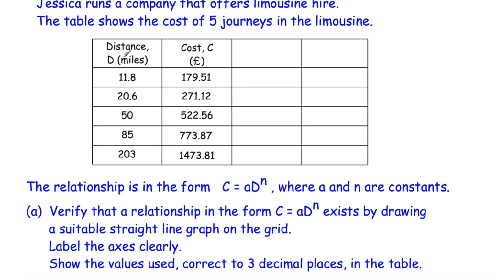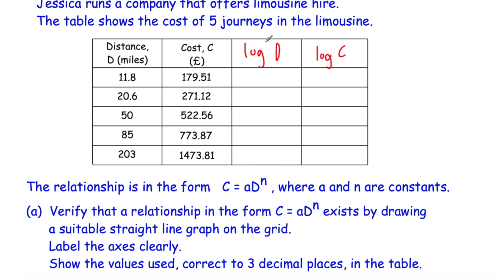Okay, so we're going to draw a log-log graph, and what that means is we're going to do log of the distance and the log of the cost. So along the x-axis will be the log of the distance, or log D, and going up vertically will be the log of the cost. So we need to work out log D, and we also need to work out log C. To fill in this column for log D, we're going to work out the log base 10 of these values, and then in terms of log C, we'll do log to base 10 of each of these costs.